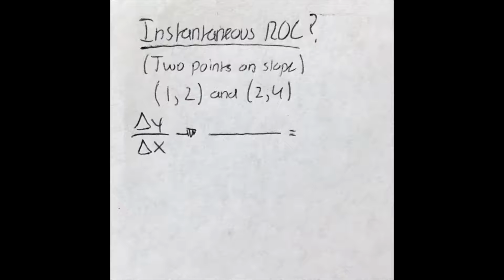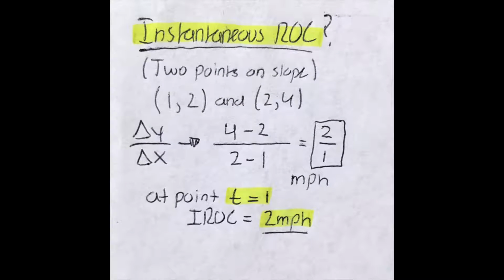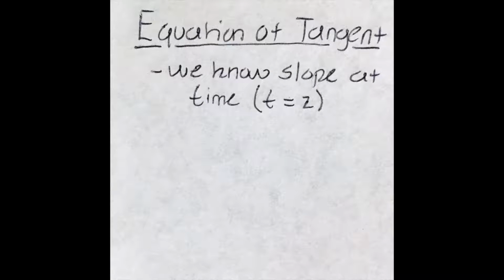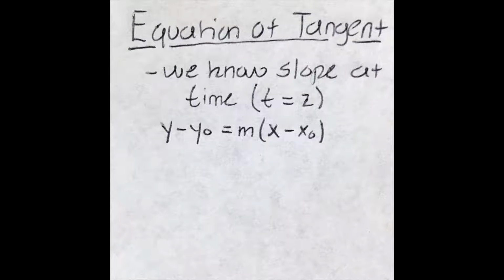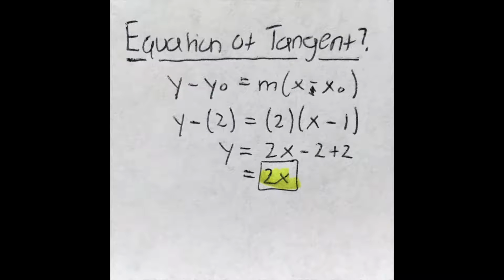So now look back on the graph, pause the video, and try to solve this problem. So at the time point 1, we see that the instantaneous rate of change is going to be 2, because 4 minus 2 is 2, 2 minus 1 is 1. That's our technique we already know. So now, to find the equation of a tangent line, we're going to plug in the slope we just found and the time point into point-slope form, and this will give you the equation of the tangent line.